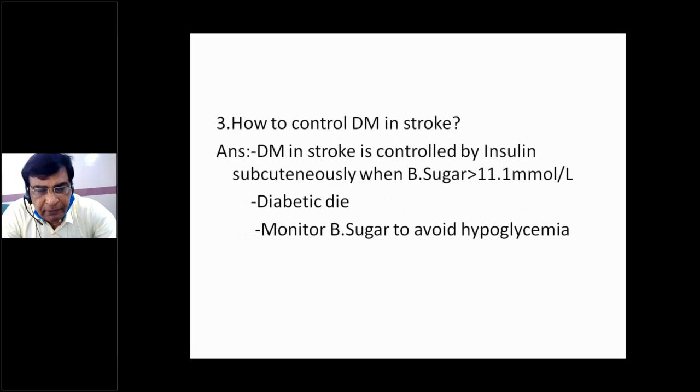How to control diabetes in a stroke patient? Diabetes mellitus in a stroke patient is controlled by insulin, injection insulin subcutaneously when blood sugar is more than 11.1 millimole per liter. So when blood sugar is mildly increased in a stroke patient, it should be treated by insulin, not the oral hypoglycemic agents. And diabetic diet should be given. But strict control as well as strict monitoring of blood sugar to avoid hypoglycemia should be done.